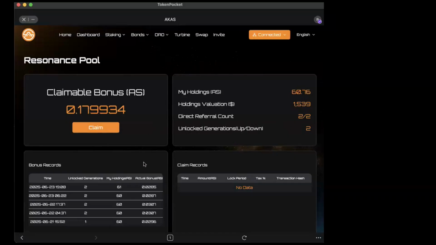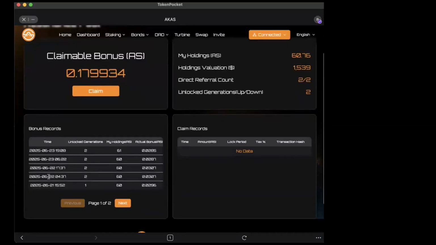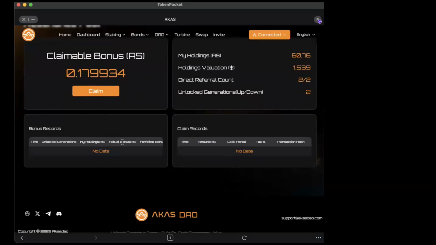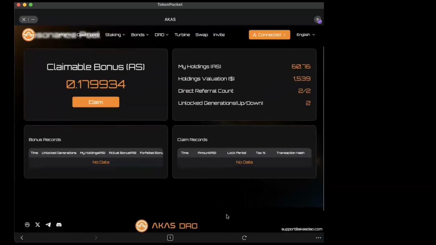As we can see from the bonus record, it will be shown over here. Why are there two different transactions in one day? Because of the timing of the rebase reward. The rebase block is released every 12 hours. This is all the data, and it will be shown at the bottom.